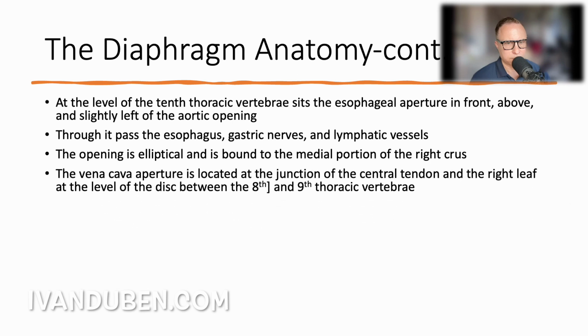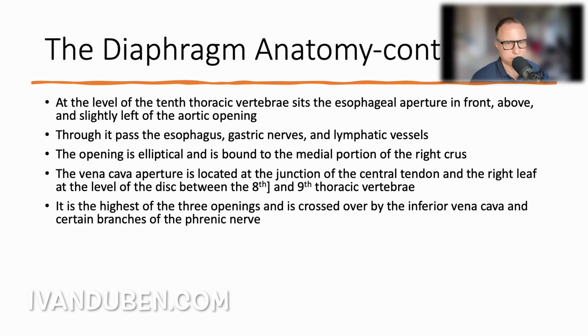The vena cava aperture is located at the junction of the central tendon and the right leaf of the diaphragm at the level of the disc between the 8th and 9th thoracic vertebrae. It is the highest of the three openings and is crossed over by the inferior vena cava and certain branches of the phrenic nerve.